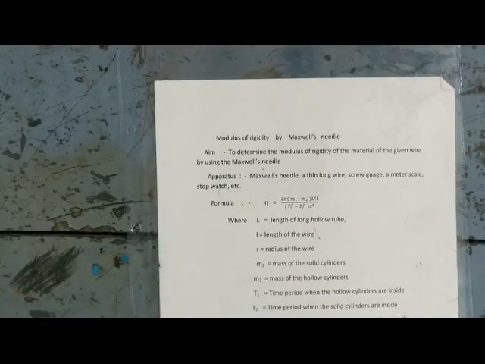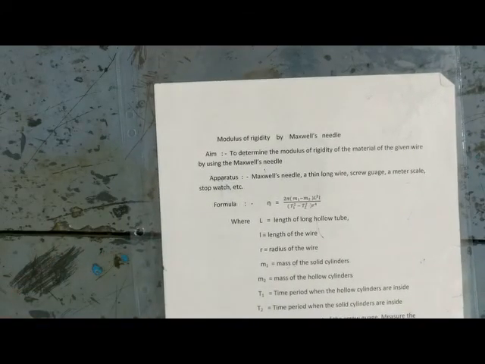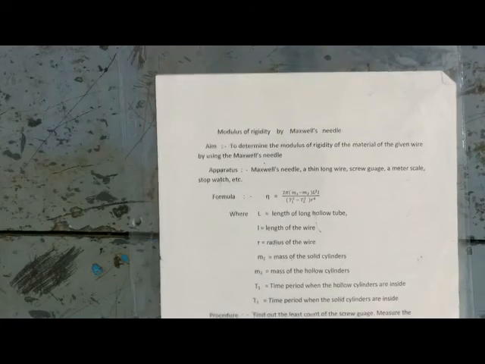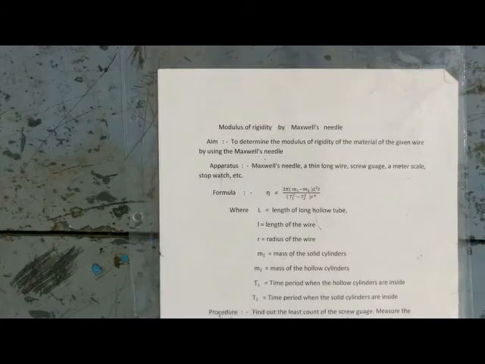Hello friends, in the last video we saw the third experiment, static torsion. Today we are going to start a new experiment, the fourth experiment: modulus of rigidity by Maxwell needle.